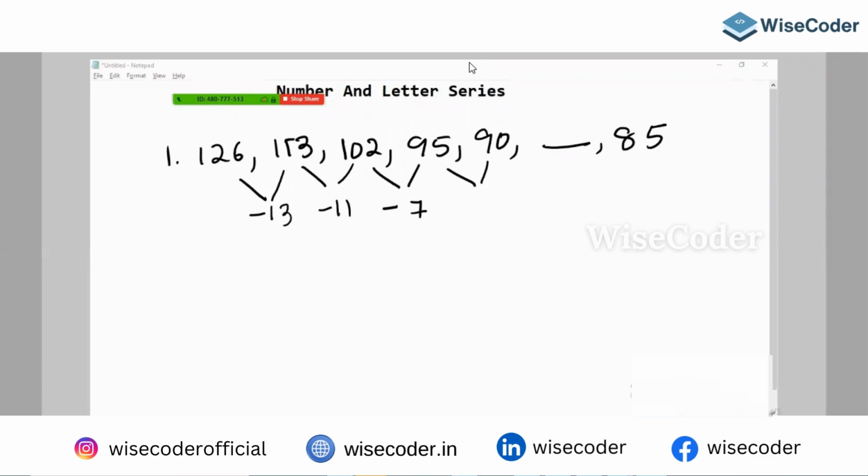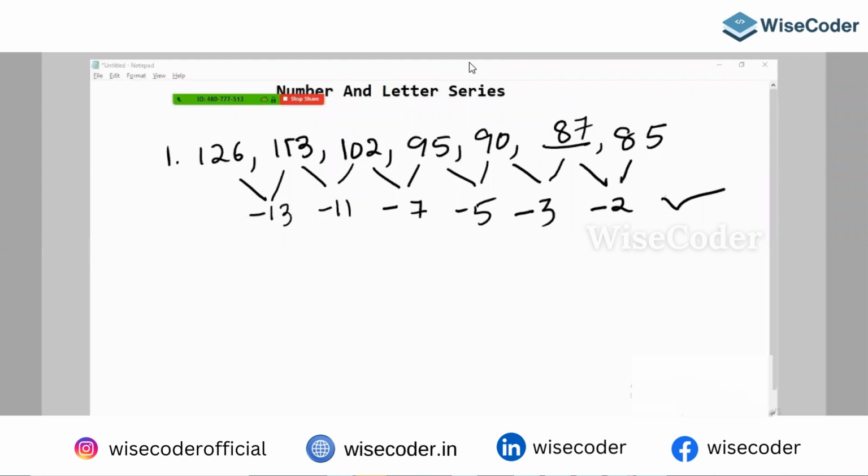The moment you see 13 and 11, don't come to a conclusion that the difference is 9. You have to check. 95 to 90 is 5. If you closely observe, 13, 11, 7 and 5 are prime numbers. So the next difference must be minus 3. So 90 minus 3 is 87, and the pattern is followed.